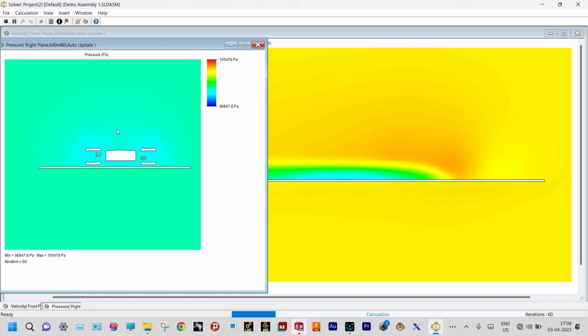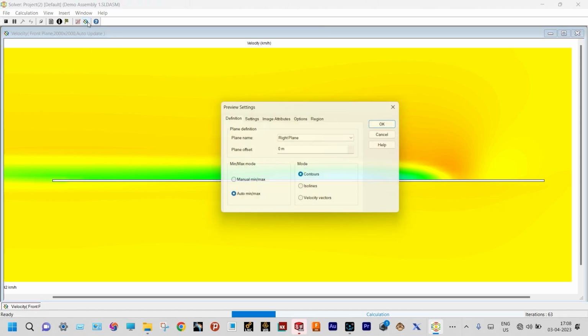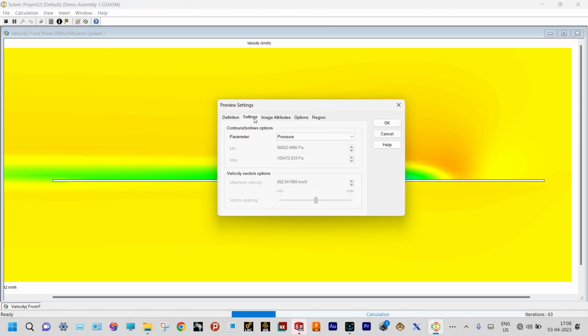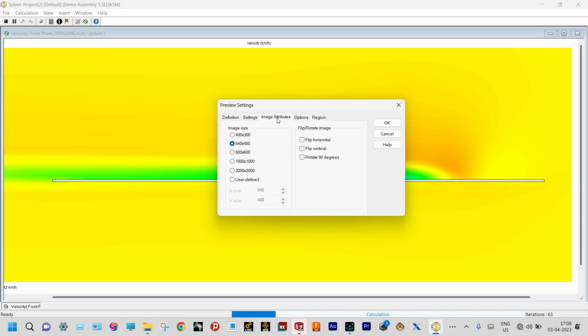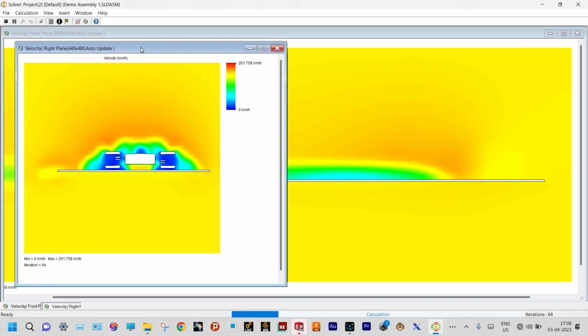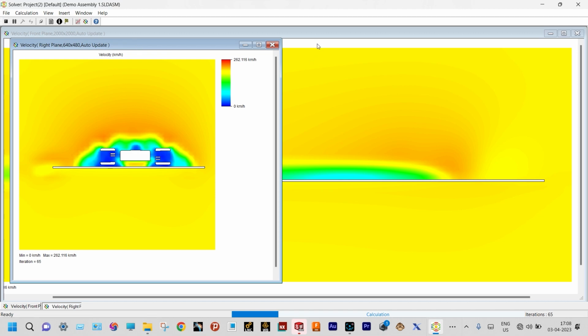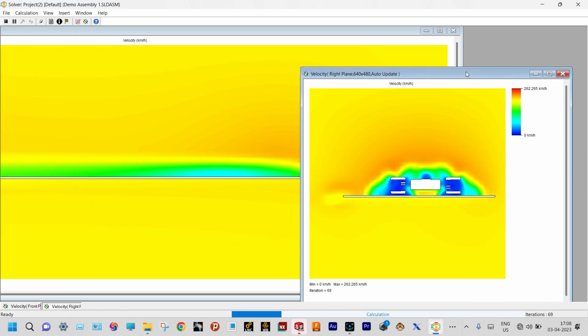This is pressure distribution. We can change it to velocity, then we can view it in a better way, right? So from right plane, instead of pressure, it will be velocity, and image attributes will say 640 by 480 resolution. Okay, done. See, we can bring this one to this side, then you can understand this one better, right?